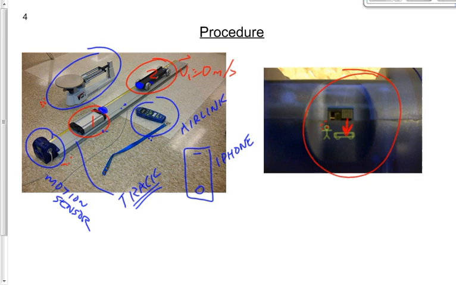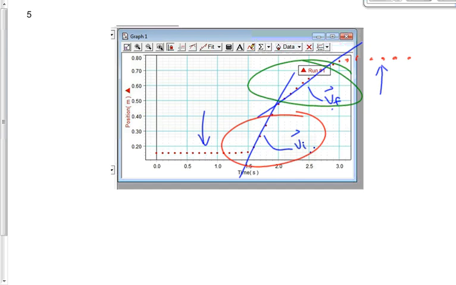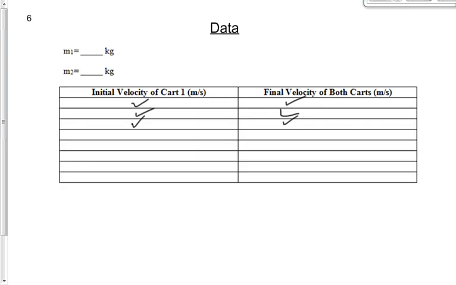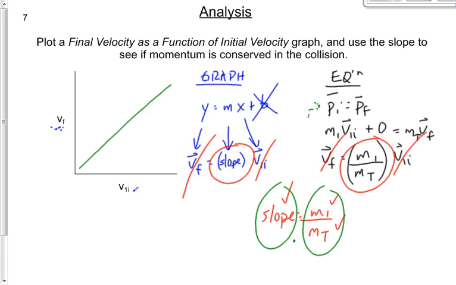Let's go back here real quick. That's one trial, right? You're going to get up to 10 of these. 10 initial velocities, 10 final velocities that you're going to plug into this table. Then you're going to plot another graph, which is based on this table, VF versus VI. And then you're going to do the analysis for that graph to determine the slope, which your spreadsheet will spit out for you, and M1 over MT, which you're just going to do on your calculator, and then you're going to compare those two values using the percent difference equation.